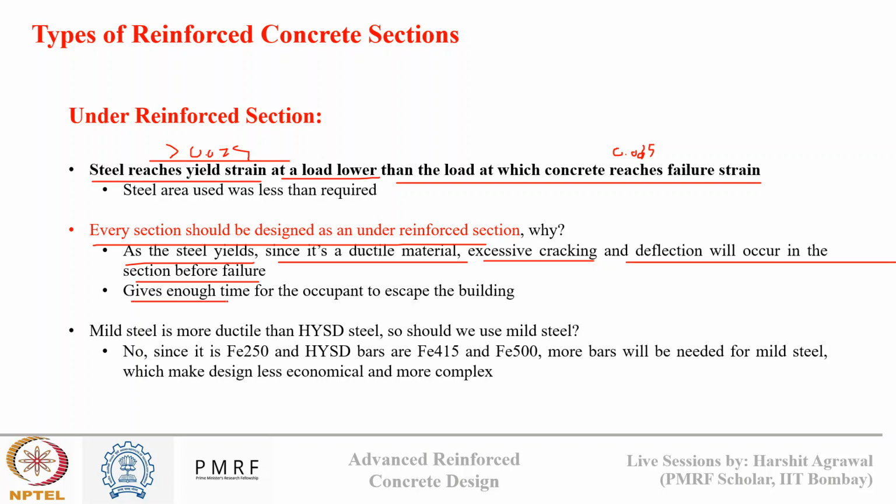So it gives enough time for the occupants to escape the building, because there's yielding, there's deflection happening, there's cracking that we can see. When there's an under reinforced design, steel is governing the failure. Mild steel is generally more ductile than HYSD steel. So depending upon the steel grade, the amount of deflection and the cracking will change.